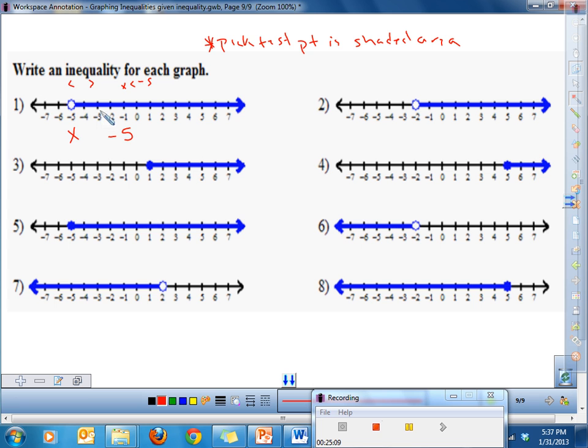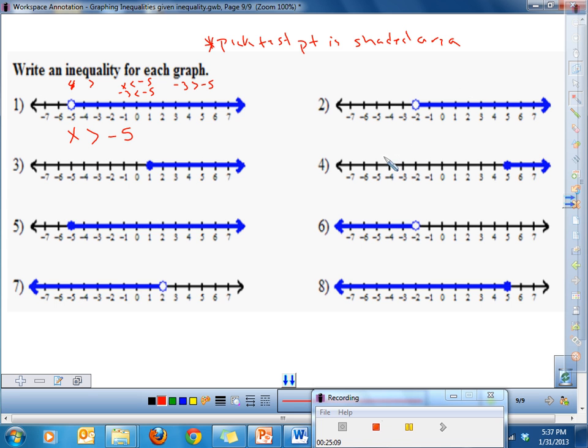Now let's pick a point like negative 3 and see if that works. Is negative 3 less than negative 5? No, that doesn't work because negative 3 is greater than negative 5. So it can't be the less than symbol. Let's try that again. Is negative 3 greater than negative 5? Yes, negative 3 is greater than negative 5, so this is going to be x is greater than negative 5.